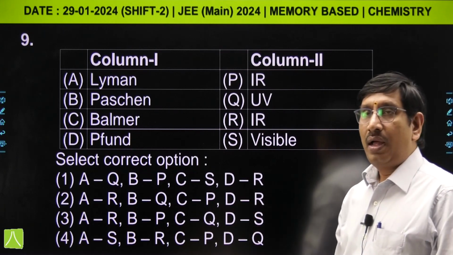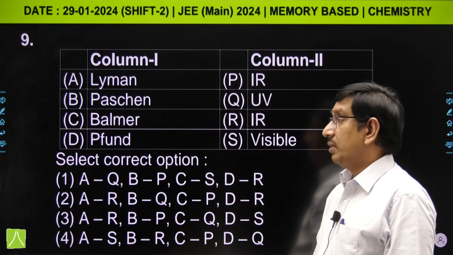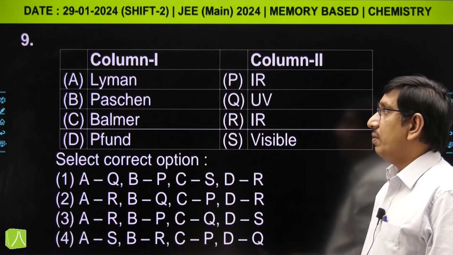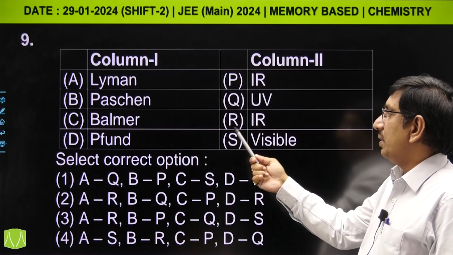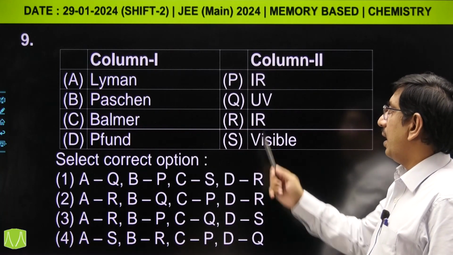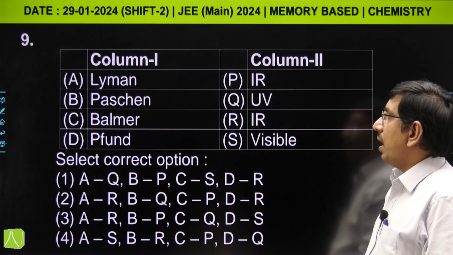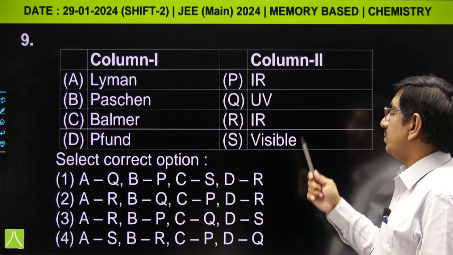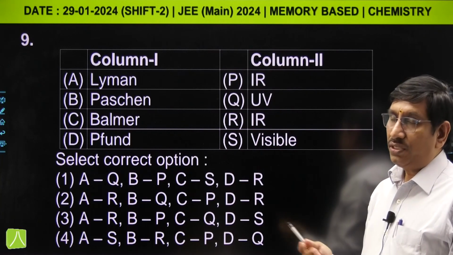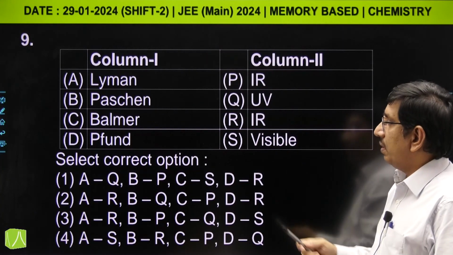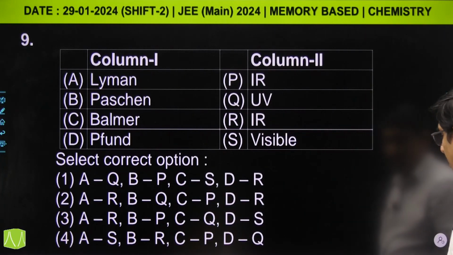Next, this is from atomic structure and here the series of spectrum are given and the region where the spectral lines are observed. So, Lyman, Paschen, Balmer and Pfund series. In this, Lyman series lines are observed in the UV region and Paschen series lines are observed in the IR region, and in the Balmer series the first four lines you can observe in the visible region. Pfund series is observed in the IR region. So, the first option is the only correct one.